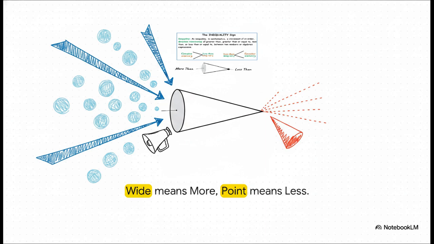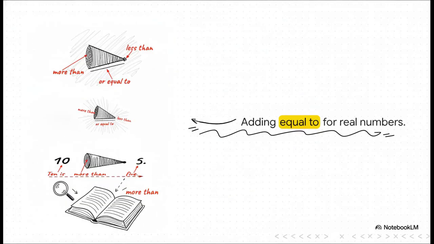If you're looking at the wide end of the cone, you're dealing with the larger value. Hitting the tiny point first, you've got the smaller value. And it's super easy to build on this foundation. If you see a single solid line underneath our cone, that simply adds the phrase "or equal to" to the whole relationship. But let's see how this cone visual actually works flawlessly with real numbers.